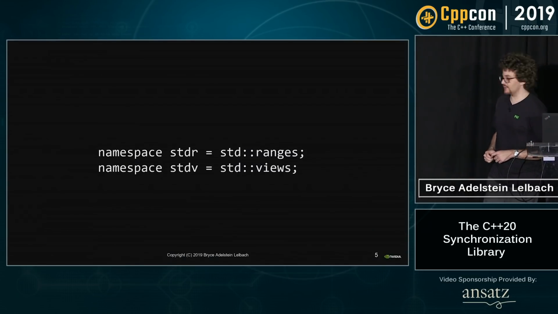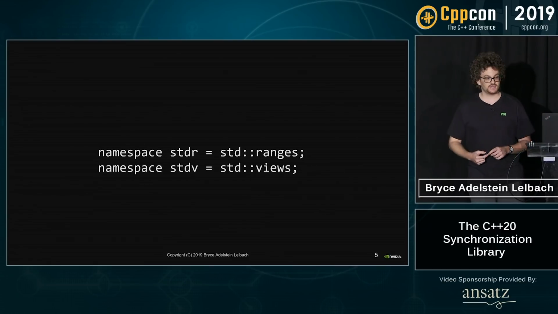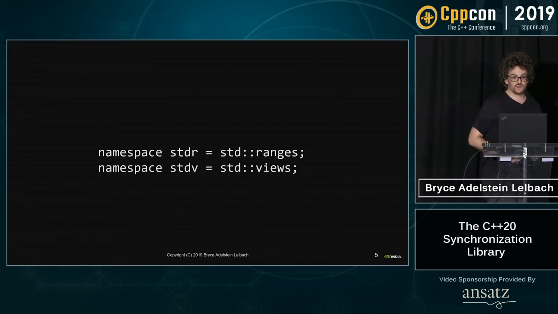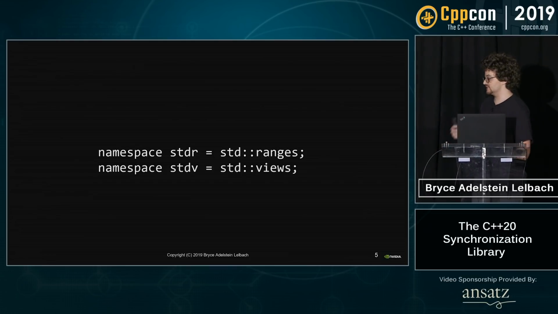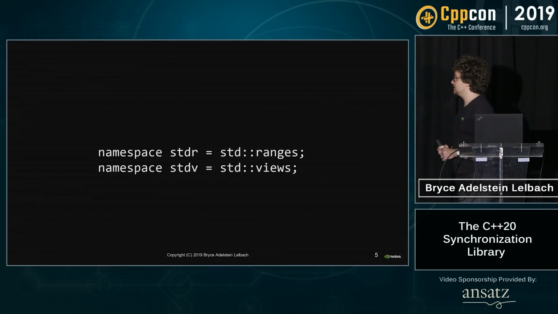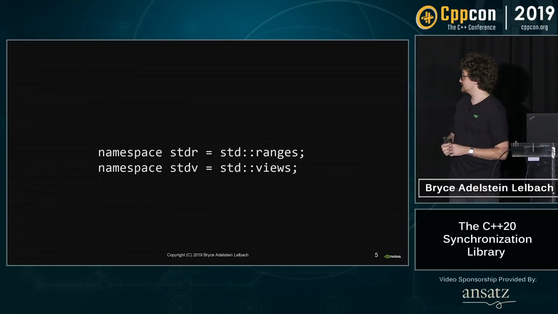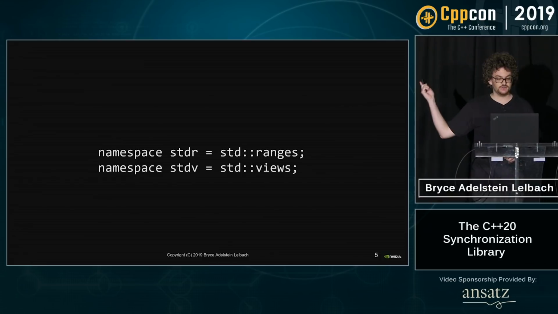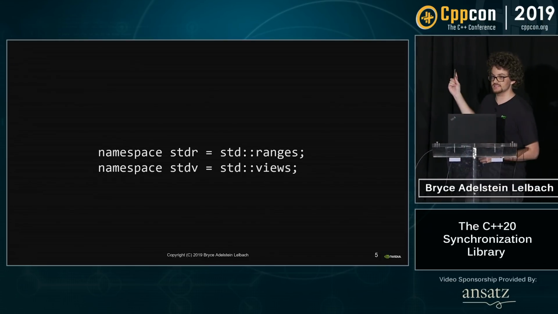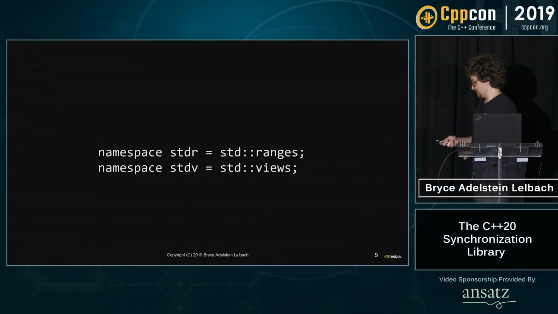So I try to use as much C++20 in this talk as possible, including ranges. Most of the range facilities are in these two nested namespaces, std::ranges and std::views. So I'm just going to use these two namespace aliases so that everything fits on my slides.